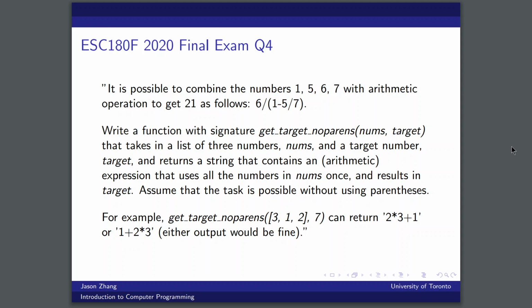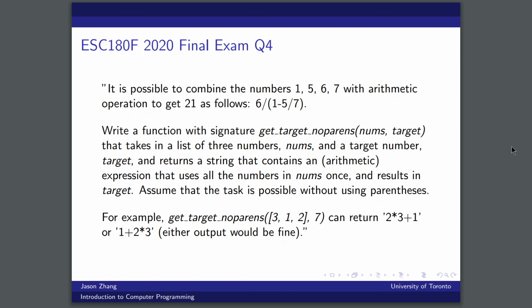It looks very long, but basically it's asking us to write a function that takes in two inputs. The first input is a list called nums, and it contains three numbers. The second input is called target, and it's just a number. Our function should return a string that contains an arithmetic expression that uses all the numbers in the list nums once, and the arithmetic expression should evaluate to target. We should assume that the task is possible without using parentheses.